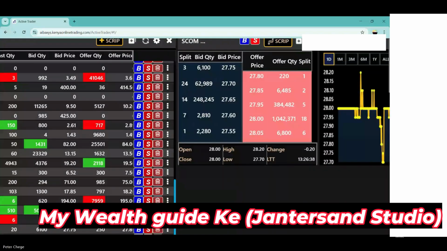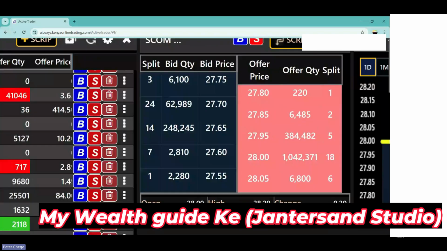Again, look at the bid side. The top quantity is 6,000 at 27. At 27.70, you have 62,000, around 63,000. At 27.65, you have 248. This means for Safaricom shares, the buying pressure is at the top, not at the bottom. Notice the other prices below 27.60, there are few shares. But near the top, that's where buying pressure is.